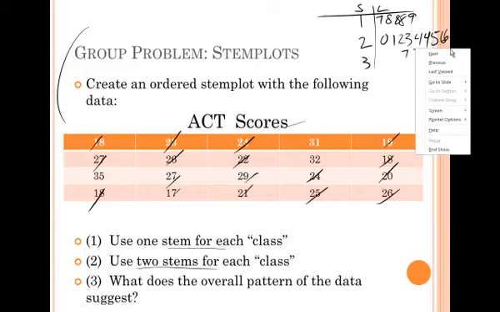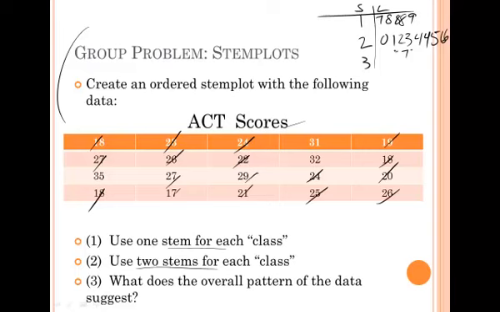So I sort of ran out of space here. And then 31, 35. Okay. Anyway, oh, I missed 32 also. 32. Anyway, so what does the overall pattern of the data suggest? You can think about that and see if you can answer that question on your own.